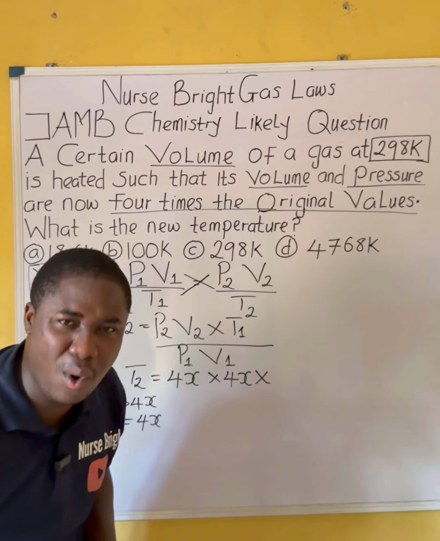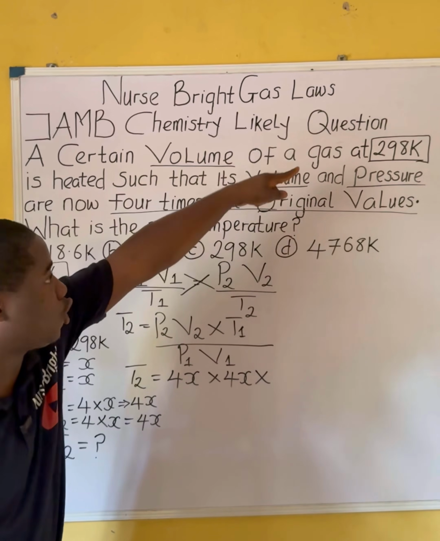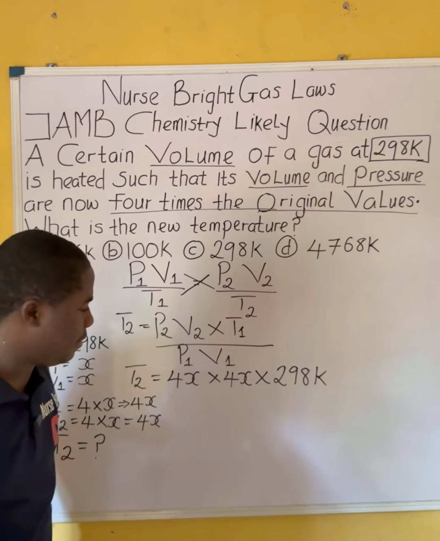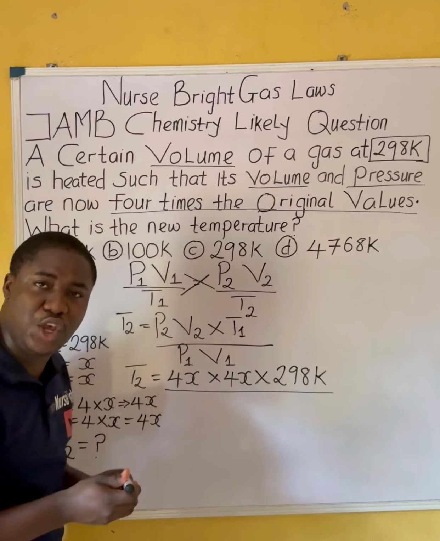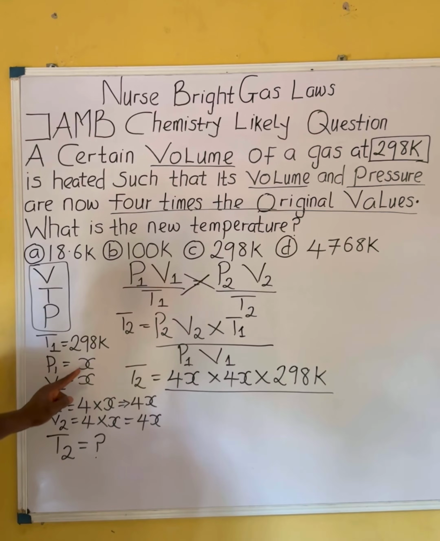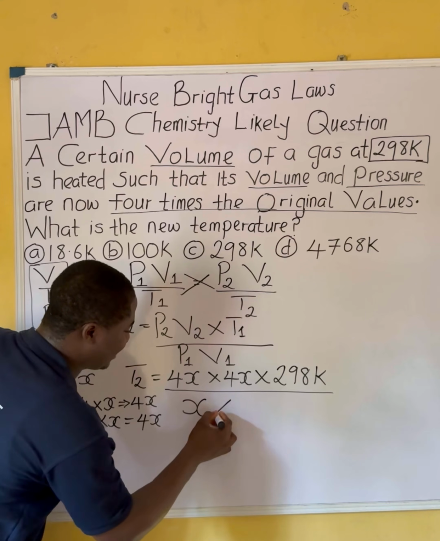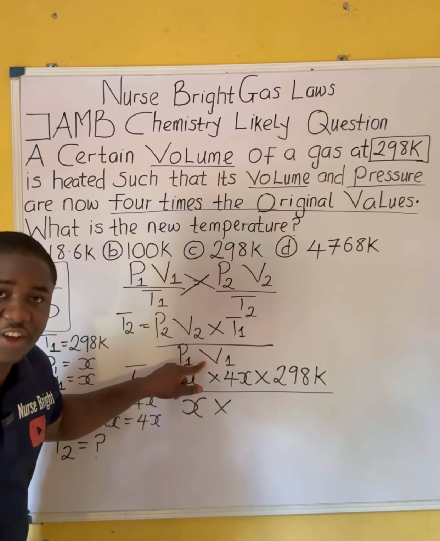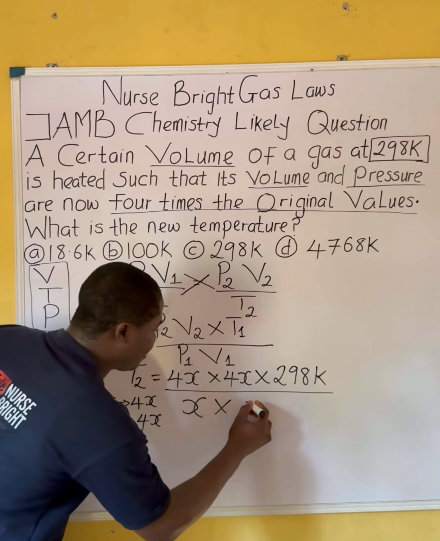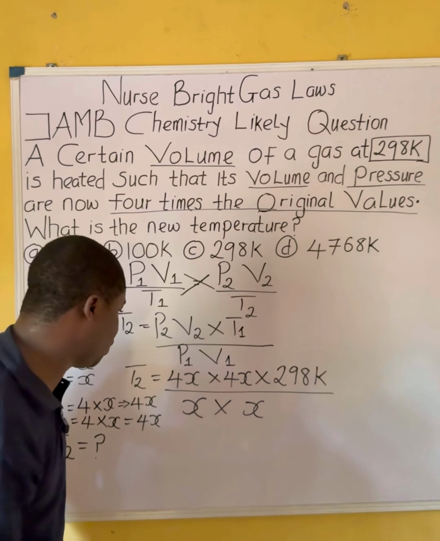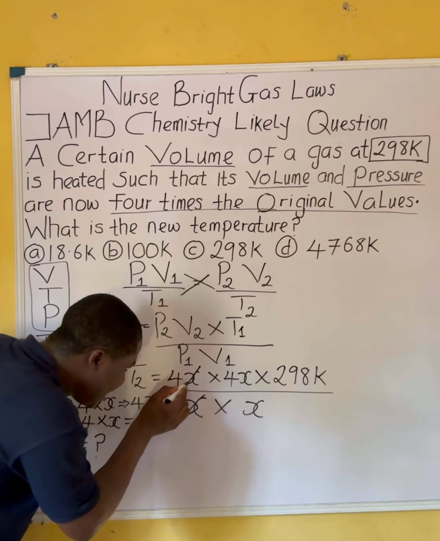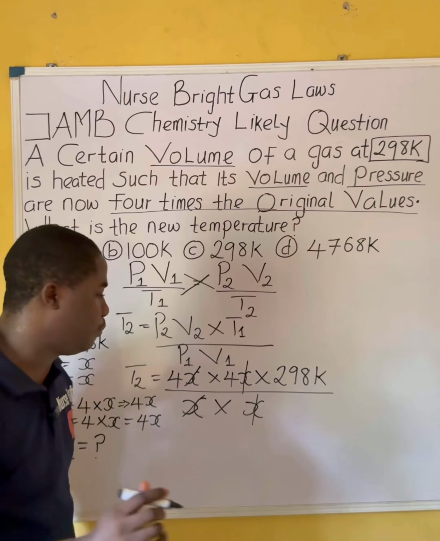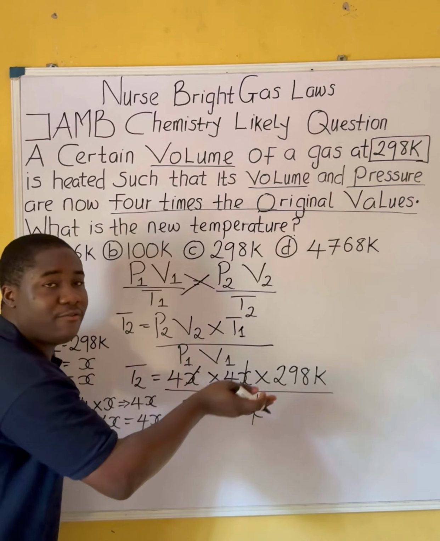Times T1. What's the initial temperature? It is 298 Kelvin. Are you following me? All divided by P1, the initial pressure, which was just X. Divided by X times V1. V1 is still X. So what will happen first of all, guys? Pay attention. The X here will cancel this X. Very possible. This same X will also cancel this X. Very possible. So what then happens is that there is no denominator anymore.